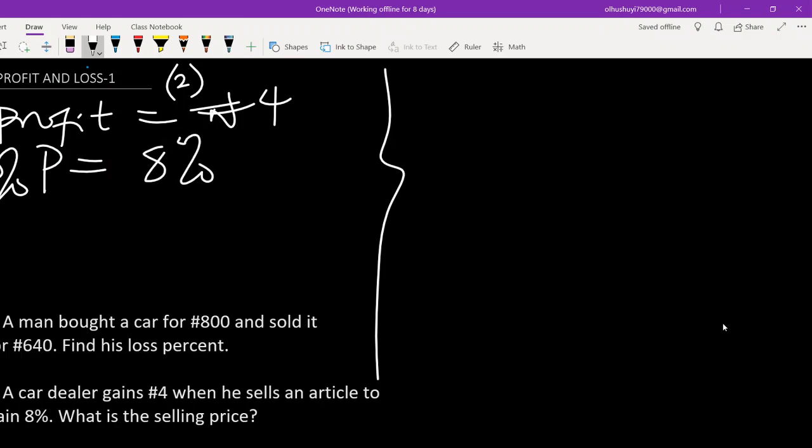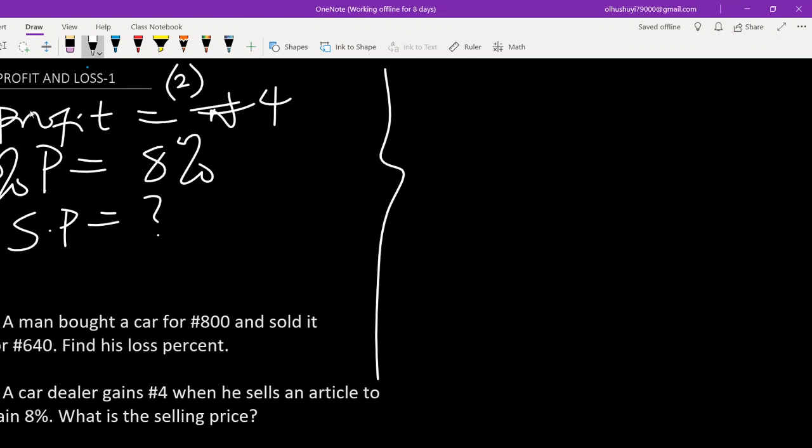Please don't mix this up. There's a difference between profit and percentage profit. So here we have profit 4 naira, percentage profit 8%. We are told to calculate the selling price, which you don't know.